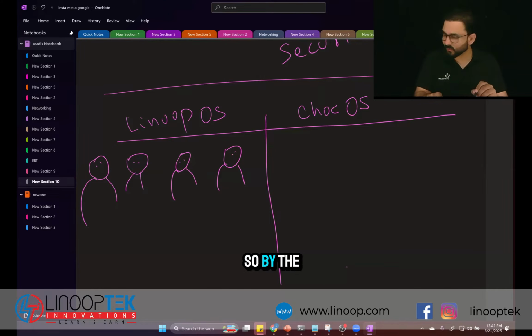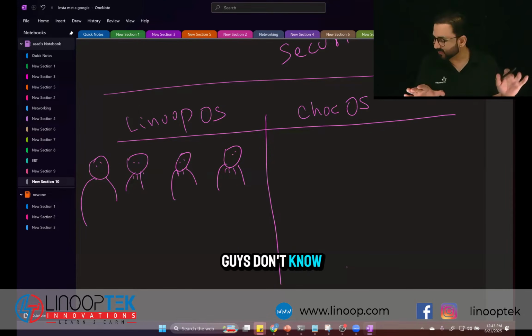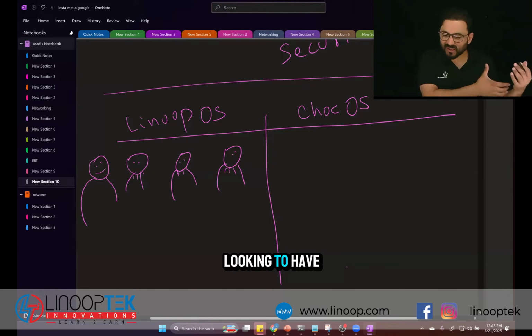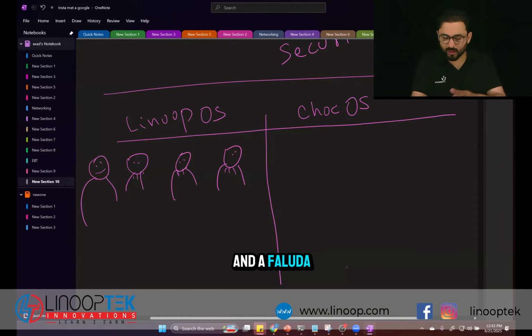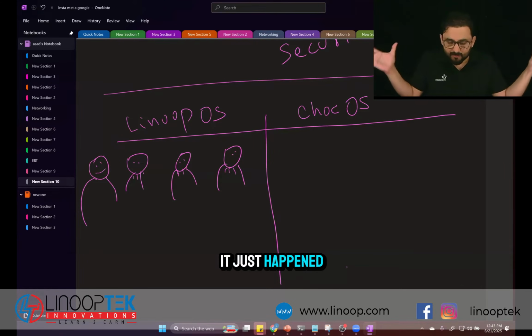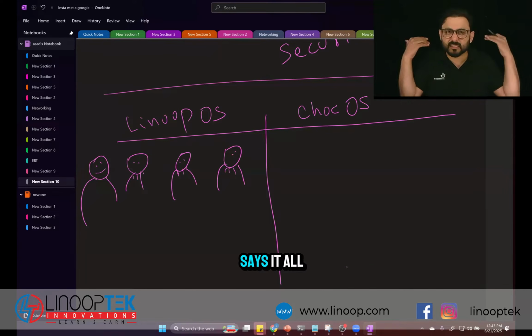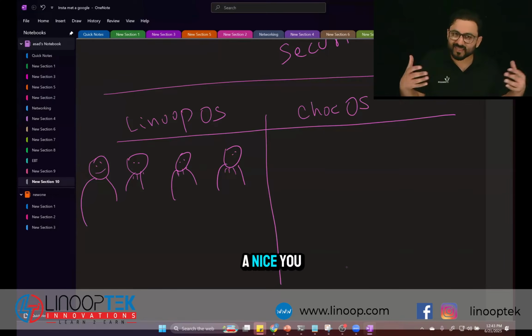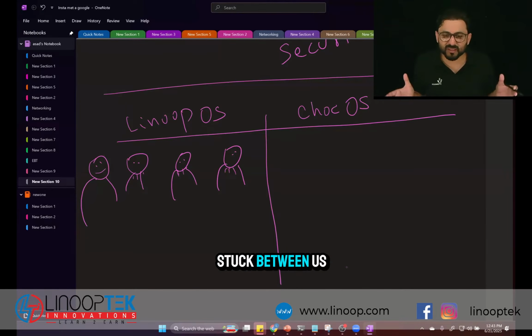Which one of these is Nasser, by the way? I wish there was a way I could make a beard over here. Which one is Nasser and which one is Shahid? You guys don't know this right now, okay? All the way to the left is Nasser, the bald-headed guy, always smiling, looking to have a chocolate and a faluda. And by the way, I did not draw this tummy purposely. It just happened. But the picture says it all, okay? The guy with the long beard is Shahid. And Amr is a nice, good-looking, young, handsome guy stuck between us, okay?